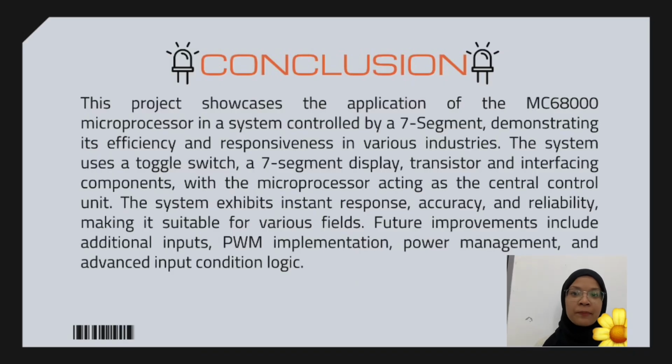This project showcases the application of an MC68000 microprocessor in a system controlled by a 7 segment display, demonstrating its efficiency and responsiveness in various industries. The system uses a toggle switch, a 7 segment display, and interfacing components, with a microprocessor acting as the central control unit. The system has high response accuracy and reliability, making it suitable for various fields. Feature improvements include additional input, PWM implementation, power management, and advanced input condition logic.